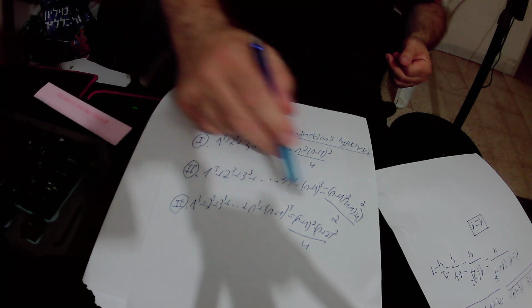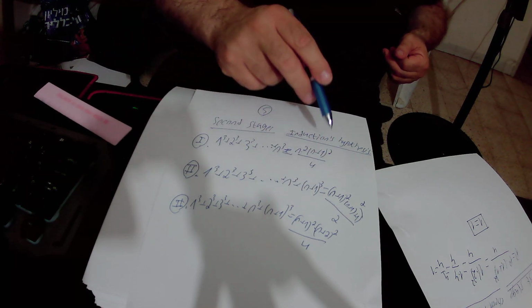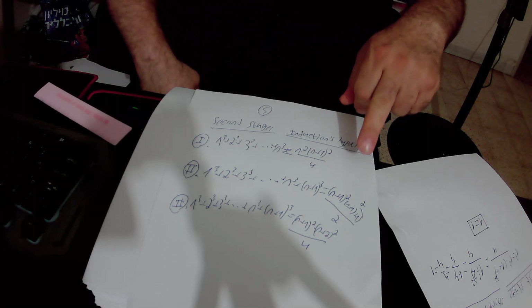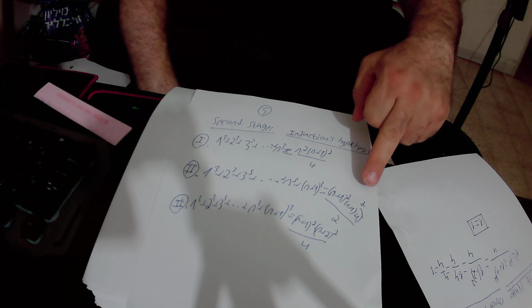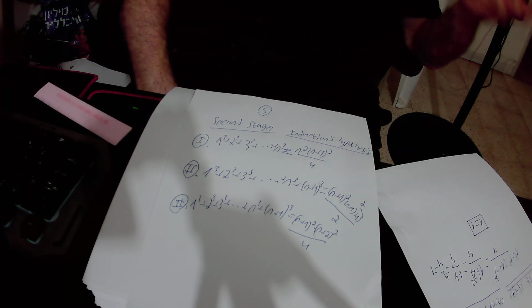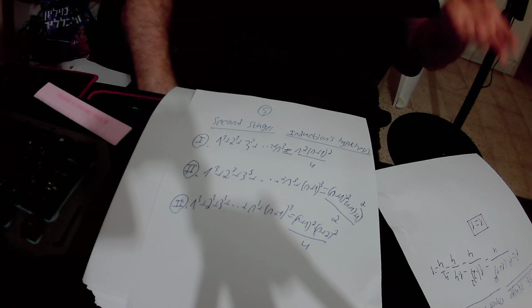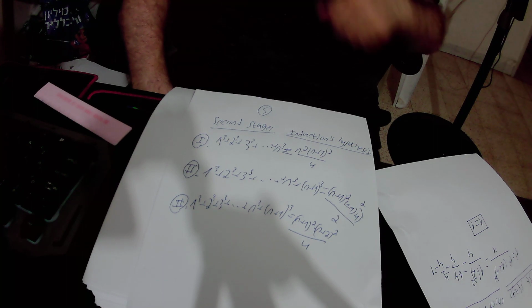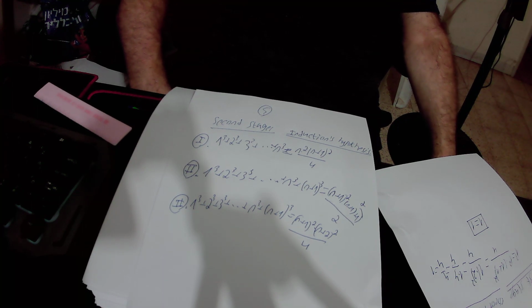This row is exactly like this row. The only change that we did, we wrote that n plus 1 plus 1 square equals to n plus 2 square, because n plus 1 plus 1 equals to n plus 2, okay?